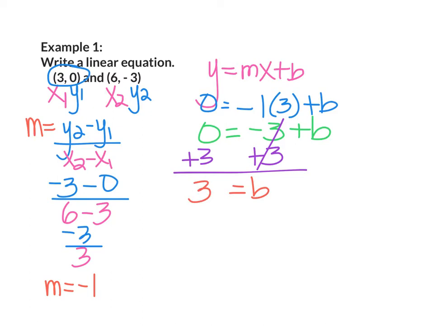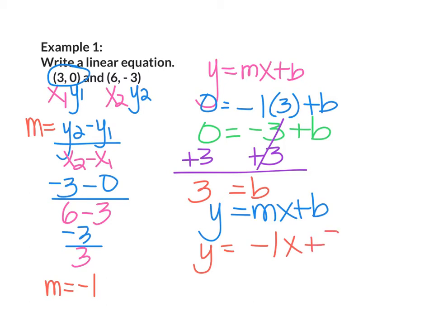Now my equation in slope-intercept form is y equals mx plus b. So all I'm going to do is replace my m with my slope and b with my y-intercept. So the equation is y equals, my m is negative 1, bring down x, and b is positive 3. So this is my equation in slope-intercept form, which is y equals negative 1x plus 3.